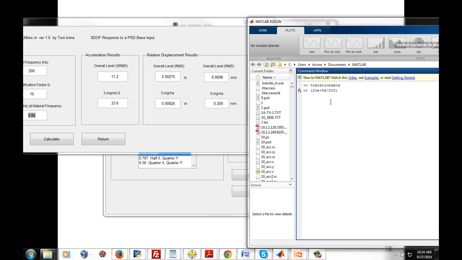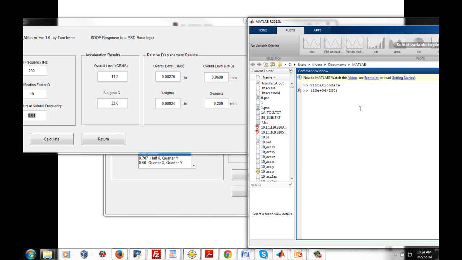And what you have to remember here is that the response is not going to be pure sinusoidal. It's going to be narrowband random, but it's going to be narrowband random centered around 200 hertz. So we can, with a little bit of hand waving, assume that we can calculate the effective duration based on oscillations at 200 hertz.